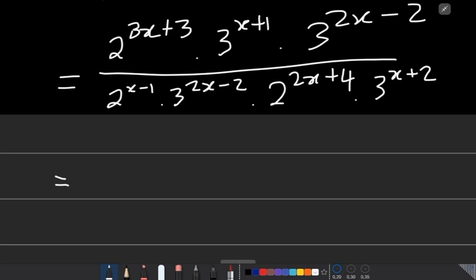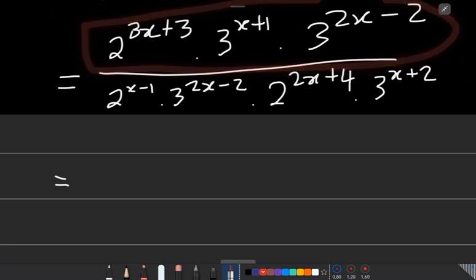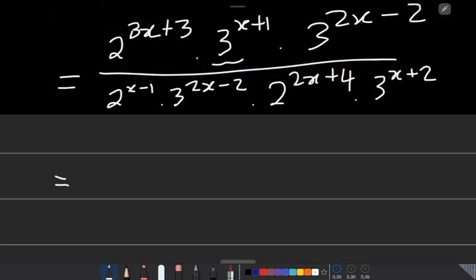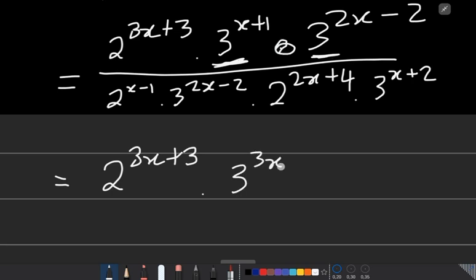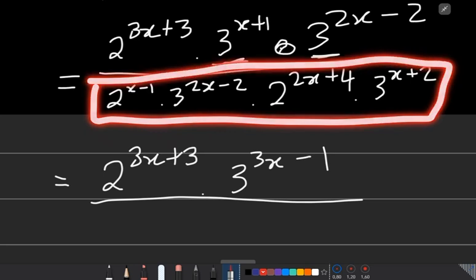If we look in the numerator on its own, we can see that we have only two bases. So 2 to the power of 3x plus 3 we can just rewrite, times 3. The base of 3 and the base of 3, because they are multiplying each other, we can add the exponents. This would be 3 to the power of 3x minus 1. Over, in the denominator, we would do the exact same thing. We would add the exponents that have the same bases.